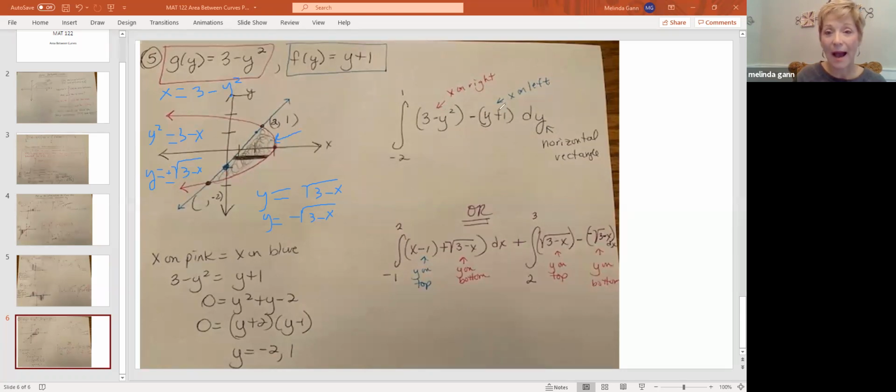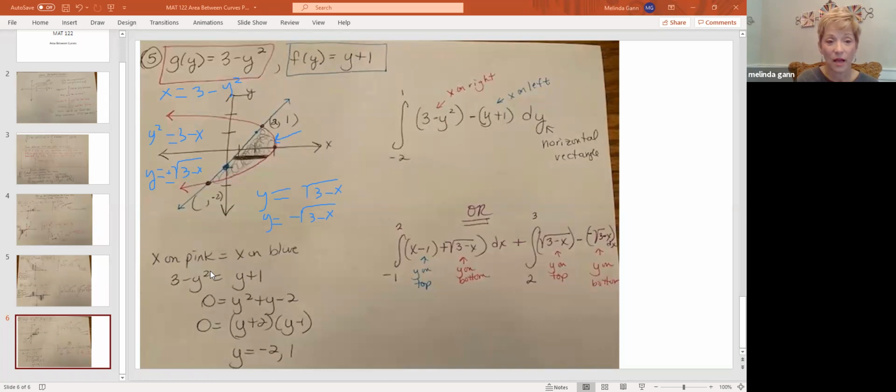So if I do dy, these have to be y numbers. So again, I've got to know what these intersection points were. They did not give those to me. So I had to do the same thing, but instead of saying y on the pink equals y on the blue, this time I said x on the pink is x on the blue. Look up here. What's the x on the pink? Well, it's 3 minus y squared. What's the x on the blue? Well, the x on the blue is y plus 1.